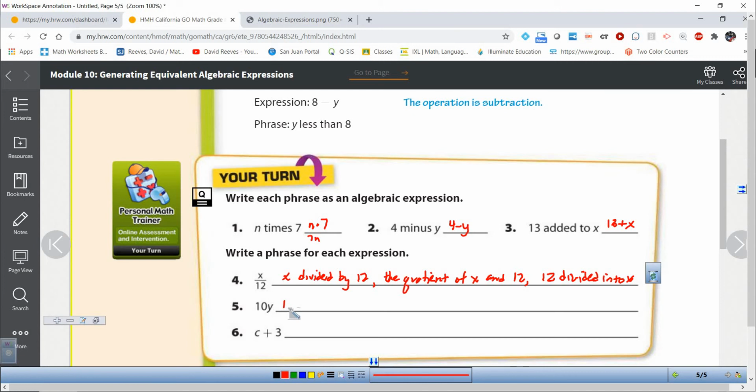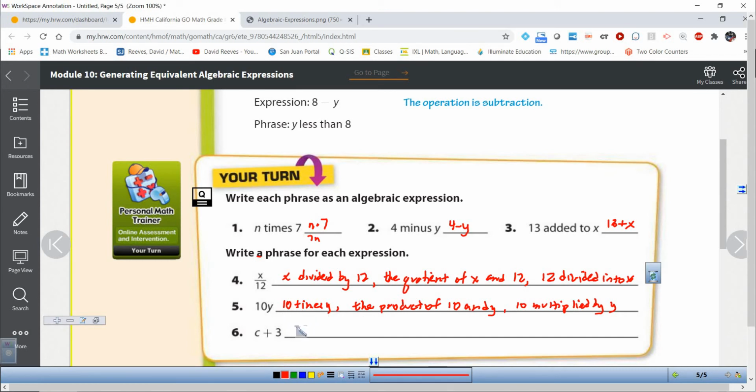All right, this one down here, this is like that one we did on top. This would be 10 times y, right? Or we could say the product of 10 and y. Or we could say 10 multiplied by y. By the way, the problem said write a phrase. I'm writing 3 phrases just to show you different possibilities. It only asks for 1.